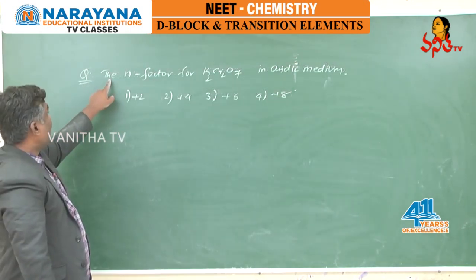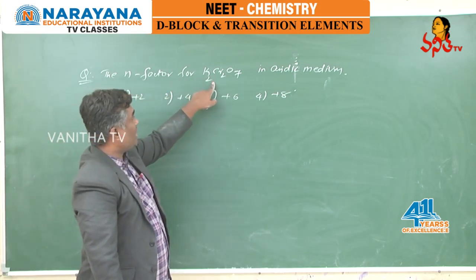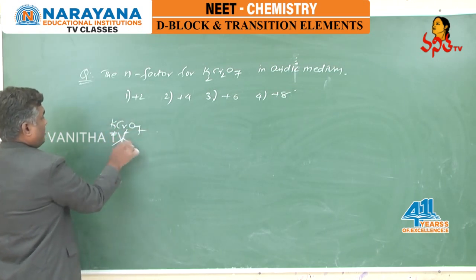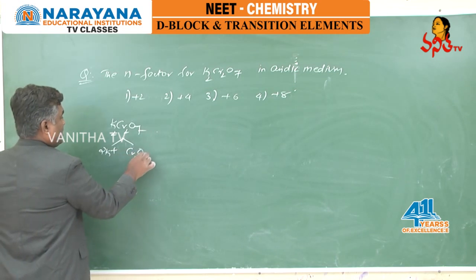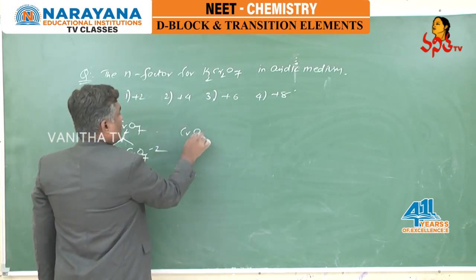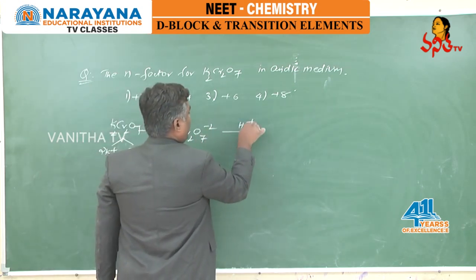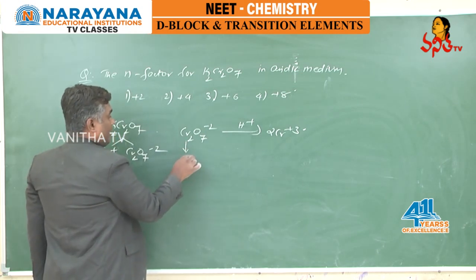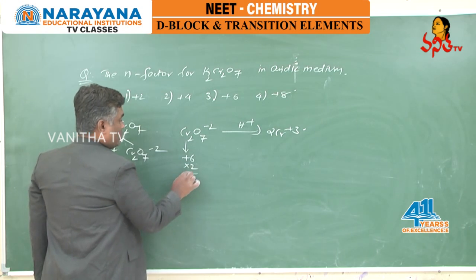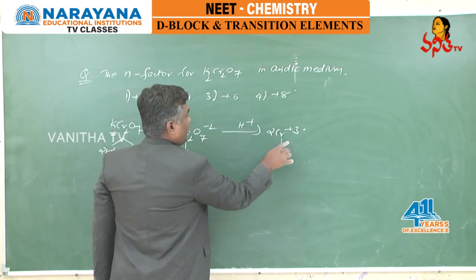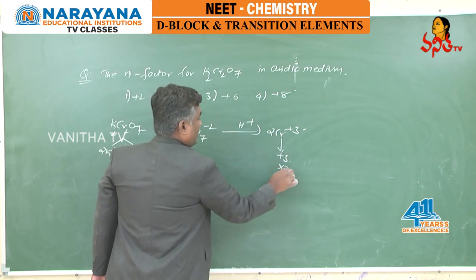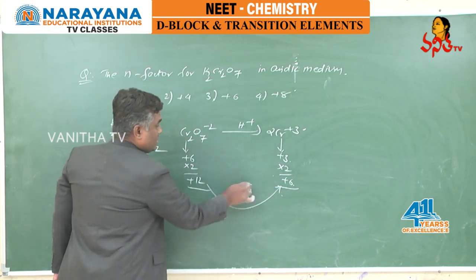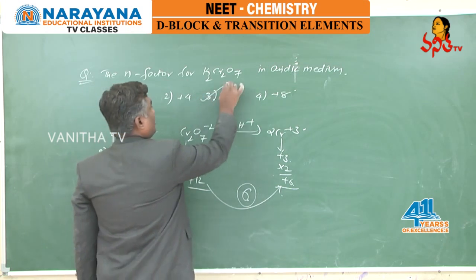And here the question is, the n factor for K2Cr2O7 in acidic medium. See students, K2Cr2O7, if I break it, 2K+ and Cr2O7 2-. Cr2O7 2- in acidic medium changes to 2Cr+3. Here each chromium is exhibiting +6, such 2 chromiums are there, so 2 into +6 is +12, and here each chromium is exhibiting +3, such 2 chromiums are there, 2 into +3 is +6. +12 is becoming +6, the change in the oxidation number is 6, so this is our n factor, so the answer is the third option.